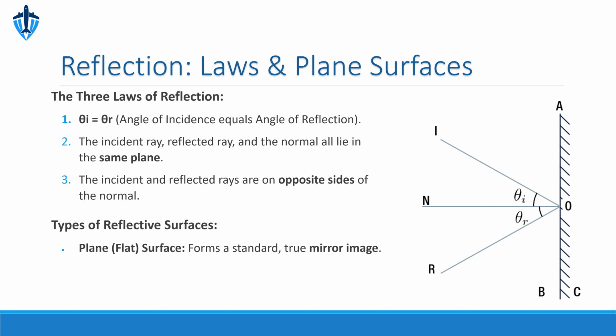The first is a plane surface, like your standard flat bathroom mirror. This type produces a predictable, straightforward mirror image. The second type is a curved surface.